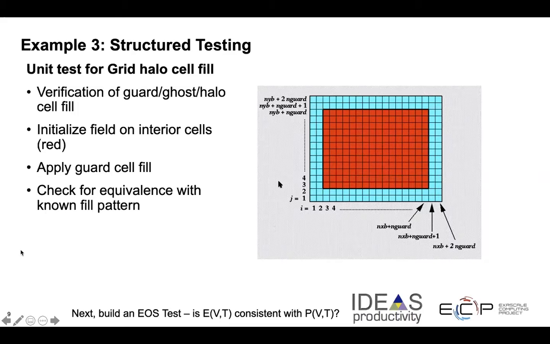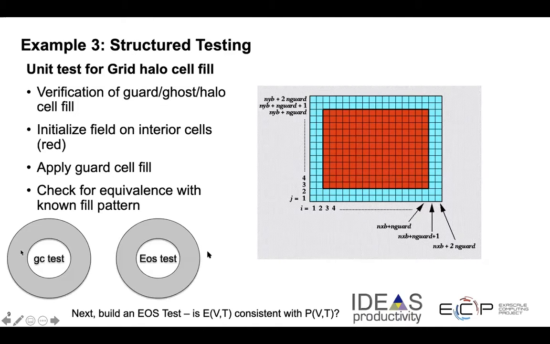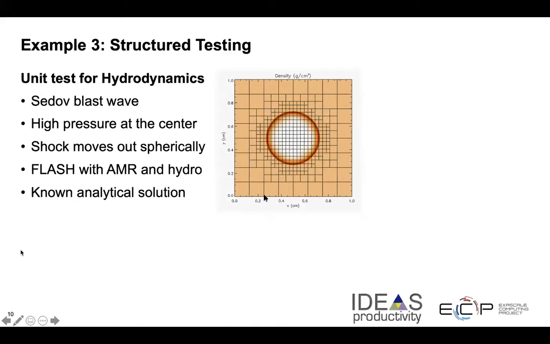And of course, once you've tested whether your halo exchange is working and you've tested that your grid cell fills are working, the next logical step is to add more pieces to your scaffold. So you can do an equation of state test that's testing whether or not on a single grid cell, energy as a function of volume and temperature is consistent with pressure as a function of volume and temperature, right? So you're looking at the models of the physics that are happening at each grid point. And once you've put all of those pieces together, you've got grid cell tests, you've got equation of state tests. You can do something that's even more high level, that's putting those pieces together.